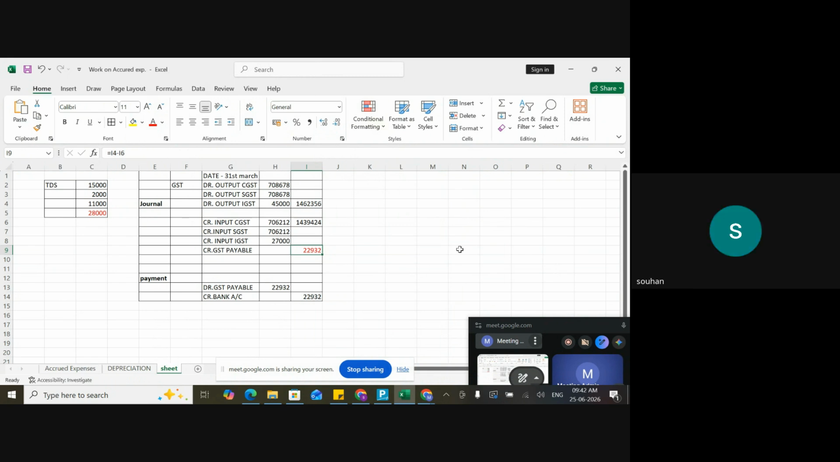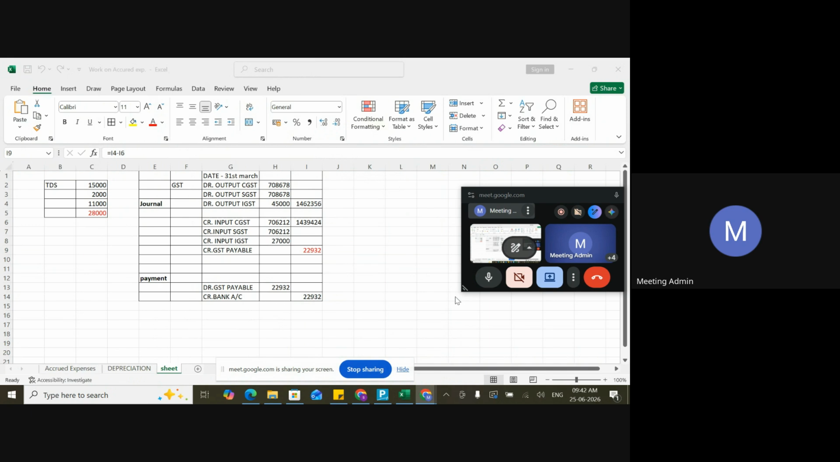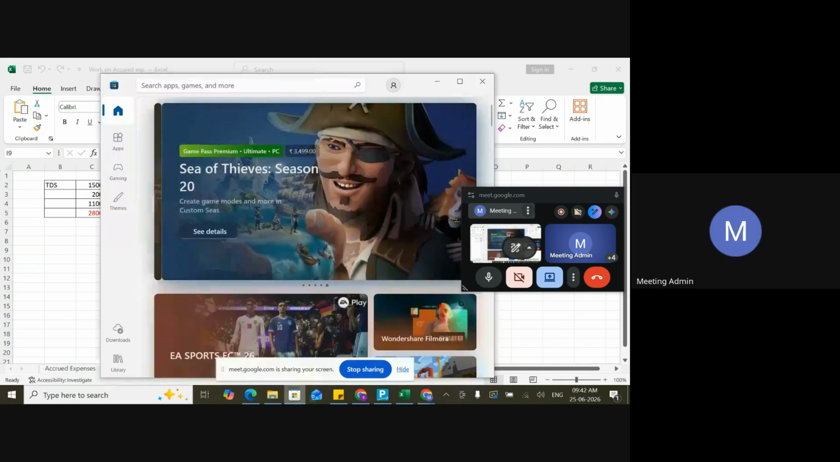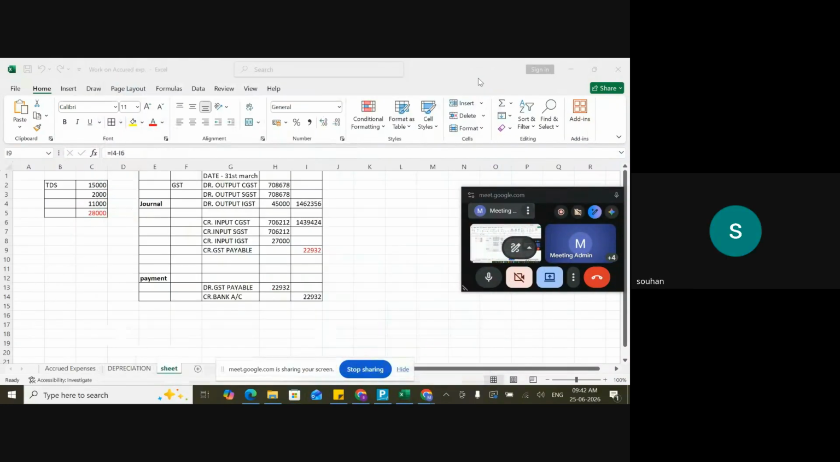Input means purchase. Yes, tell me, Sohan. Input means purchase. Yes, and the output is sales. So if we are doing purchase, it comes under GST input. For sales, GST output. Correct.